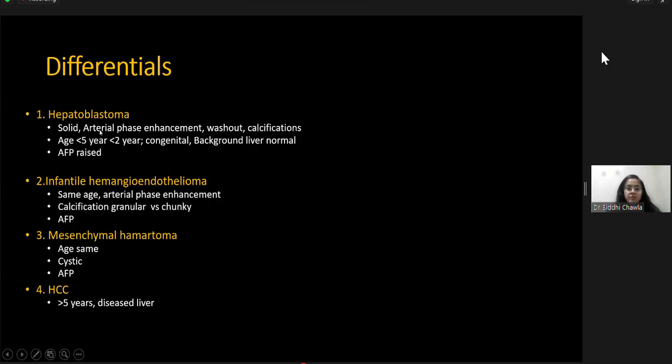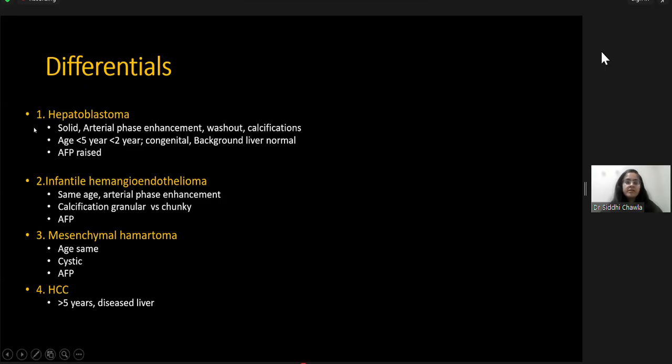So the first two differentials that always come to our mind are hepatoblastoma and infantile hemangioendothelioma, based on the imaging appearance. That was the main doubt the surgeon came to me with, whether it is an infantile hemangioendothelioma or a hepatoblastoma. And all this is happening when the AFP has not been done. This is the first time the patient has come to you, and we want to do something for the patient. So once we have something in our mind, we can send the relevant investigations.